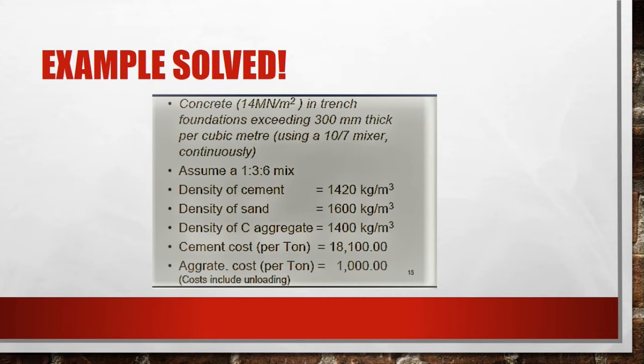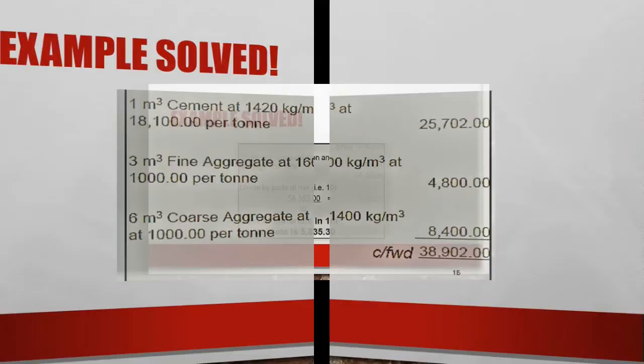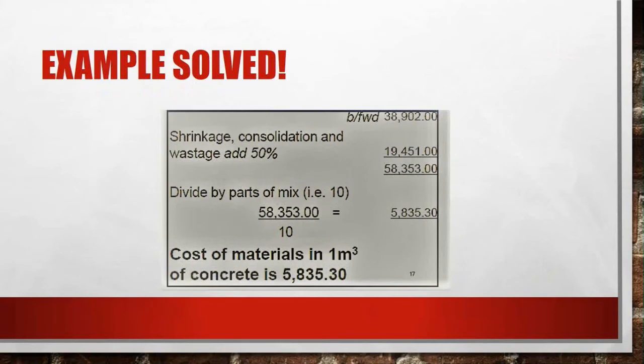So we're going to find the value of aggregate in 1 meter cube. So if 10 meter cube will represent 58,353, dividing by parts of mix, which is 10, you'll get the value of 1 meter cube of the concrete mix being 5,835 Kenya shillings. So cost of material in 1 meter cube of concrete is 5,835.30, that's in Kenya shillings.